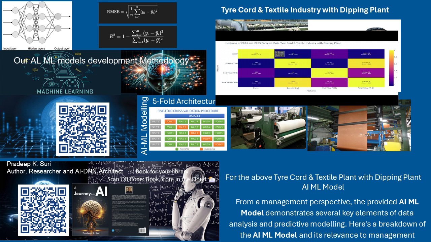By carefully analyzing the heat map and considering these additional steps, you can extract valuable insights to support decision-making within the tire cord and textile industry. Feel free to ask if you have any more questions.